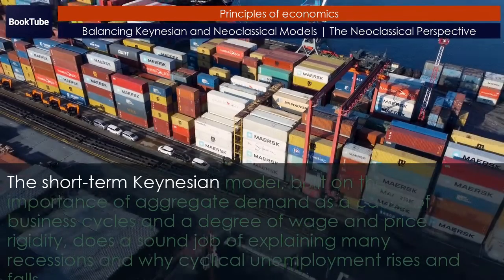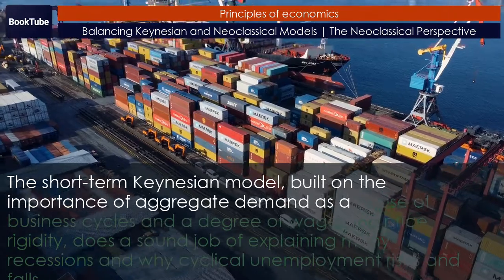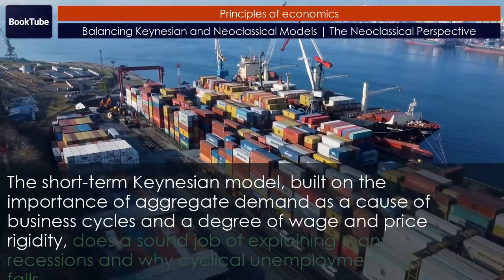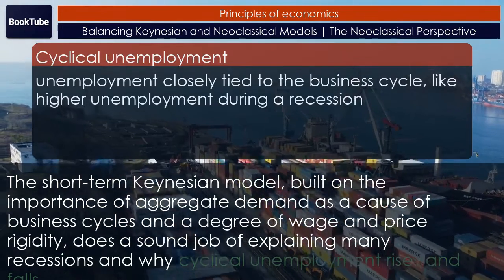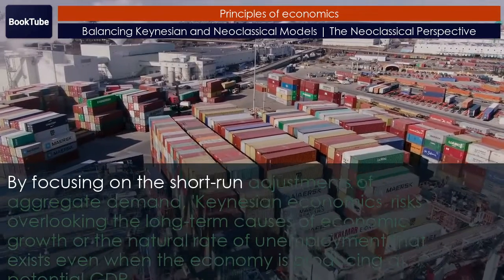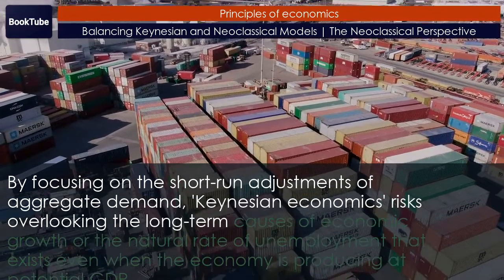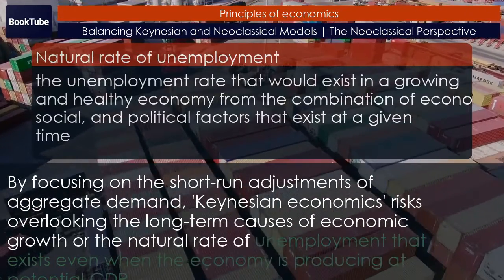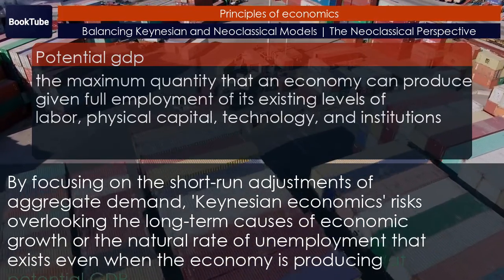The short-term Keynesian model, built on the importance of aggregate demand as a cause of business cycles and a degree of wage and price rigidity, does a sound job of explaining many recessions and why cyclical unemployment rises and falls. By focusing on the short-run adjustments of aggregate demand, Keynesian economics risks overlooking the long-term causes of economic growth or the natural rate of unemployment that exists even when the economy is producing at potential GDP.